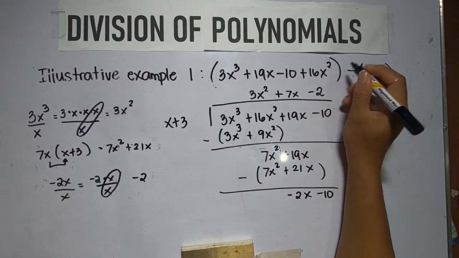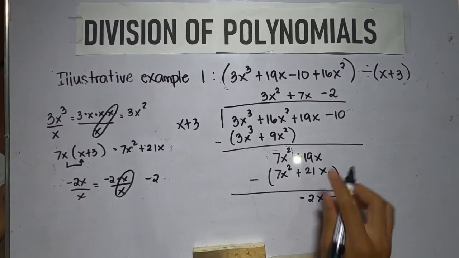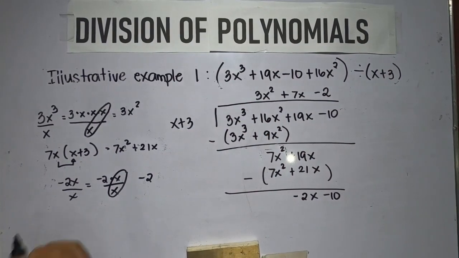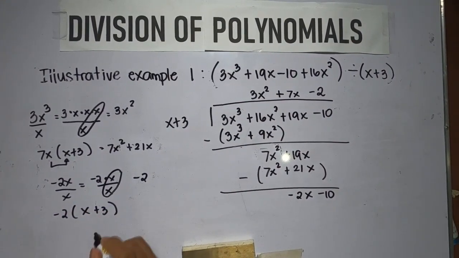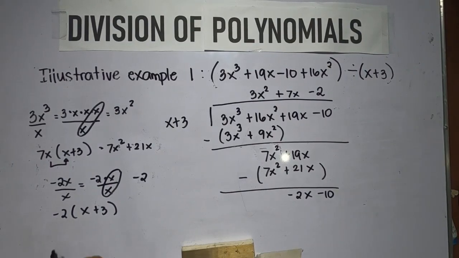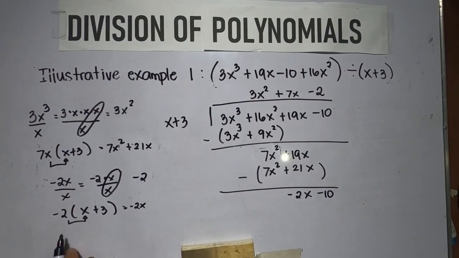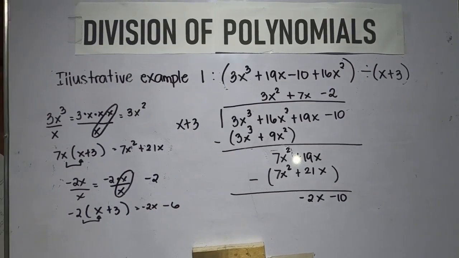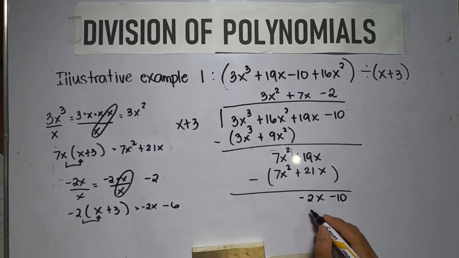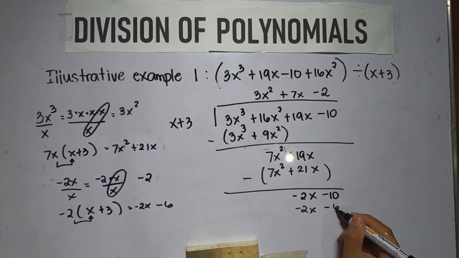So, negative 2. Negative 2 again multiplied by our divisor. Negative 2 times x plus 3. It's negative 2 multiplied by x plus 3. By distributive property, negative 2 times x, that's negative 2x. Negative 2 times 3 is negative 6. So, writing the result, negative 2x minus 6.